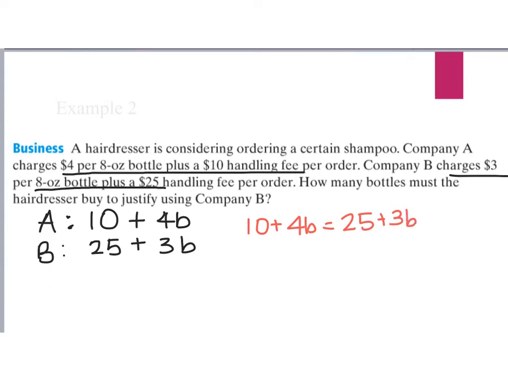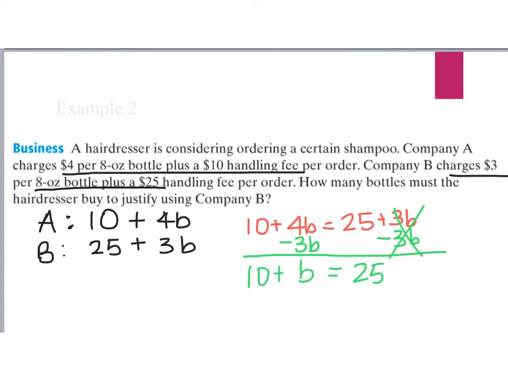And again, I want to get my variables all on one side. So right away, I'm going to subtract 3b from both sides, just because the math is going to work out nicer. By doing that, my b's cancel off the right, and I'm left with 25 on that side. On the left, I still have 10 plus, then I have 4b minus 3b, which leaves me with just b. I still need to get b by itself.